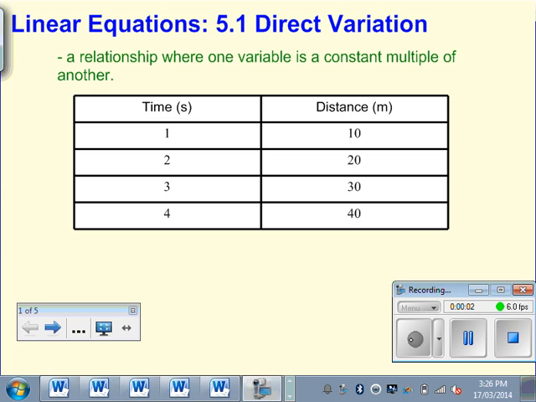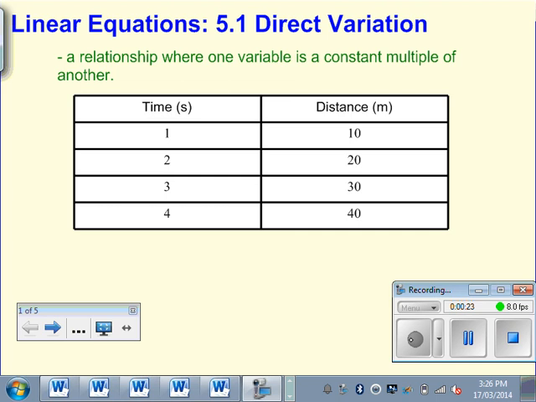Today we will begin our new unit on linear equations. We've been dealing a lot with solving equations and general algebraic relationships. This new unit, we will take those relationships one step farther and we will explore linear equations. Today we're going to talk about direct variation.